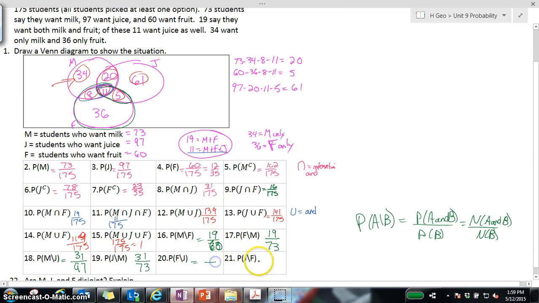We're going to do the same thing for these last two. The numerators are going to be the same. The probability of F and J. Well, F and J are the 16. But here we know it's out of J. Our second thing has happened. So J is 97. And here the second thing has happened, F. So it's out of F, which we know is 60. And of course, we can simplify that to 4 out of 15.